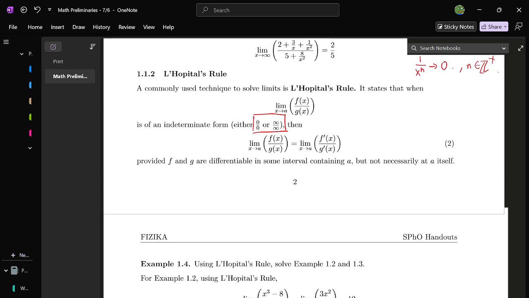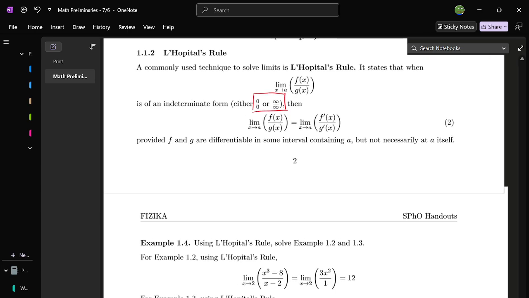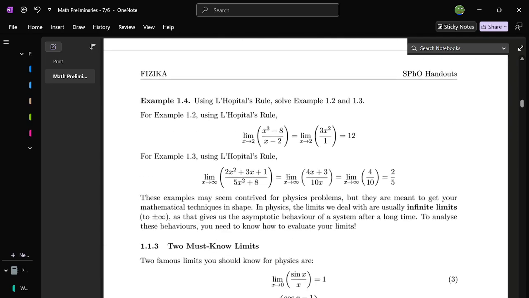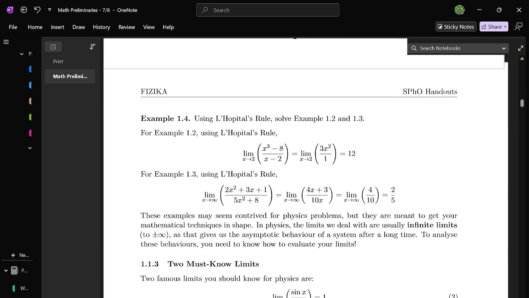If you have a form like that, then it just states that you can differentiate your top and bottom and it will be equivalent to the previous limit. So this statement is quite powerful and you can see that using this you can solve examples 1.2 and 1.3, which are illustrated here, because differentiating this you get this, differentiating this you get this. And you realize that these give the same answers as before.